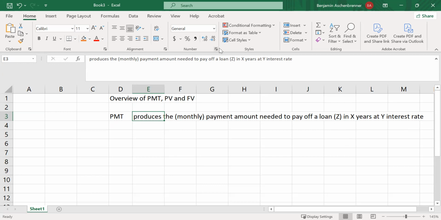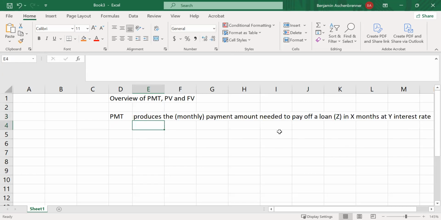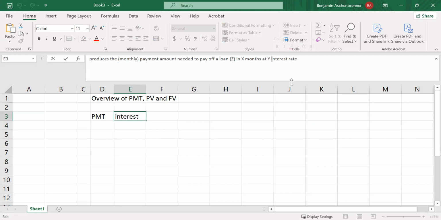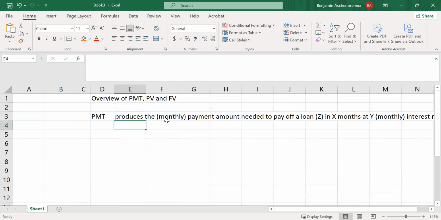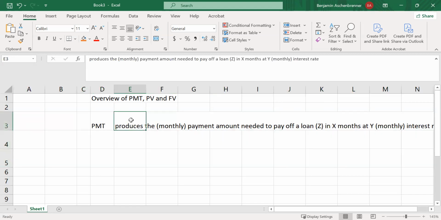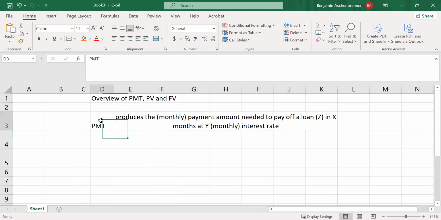So actually, I should state this not in X years, but I'll say in X months, because the way we use this is monthly. And then I guess the last thing I would amend here is that if we're sticking with this monthly theme, this really needs to be a monthly interest rate. And so a monthly interest rate is going to be produced by getting the annual interest rate and then just splitting it up into 12 equal parts. Okay, so we've got ourselves PMT.